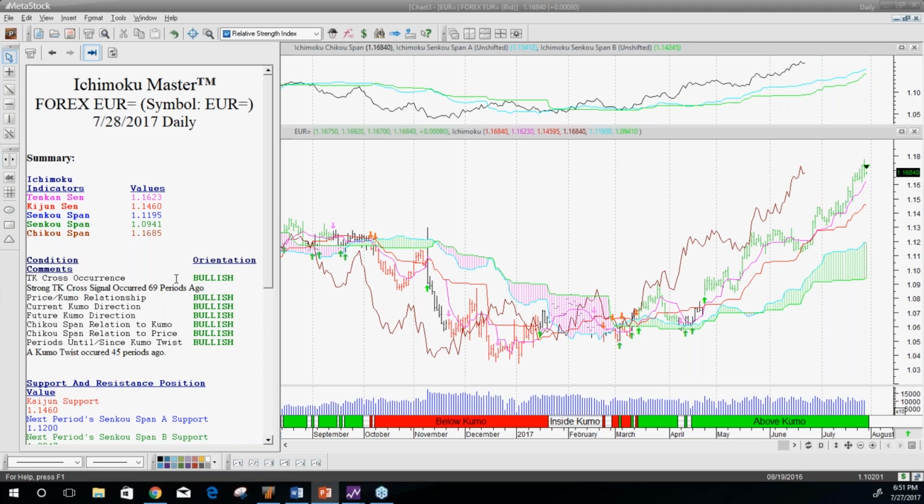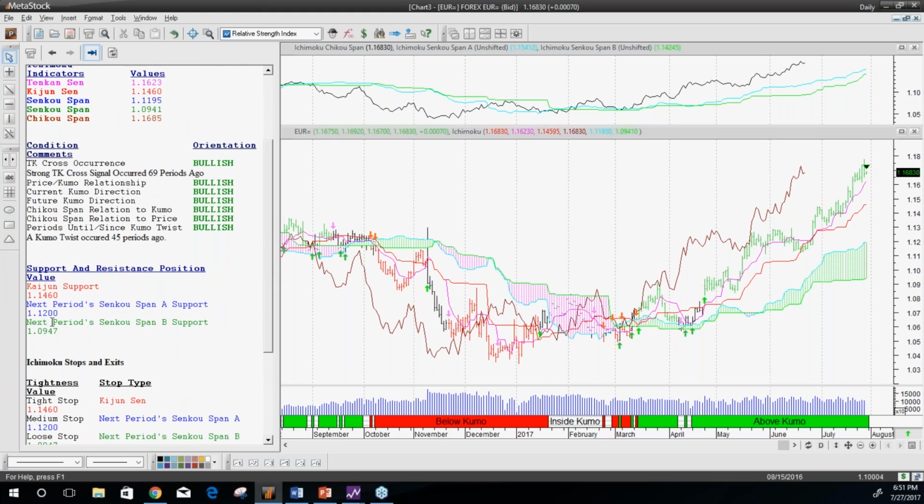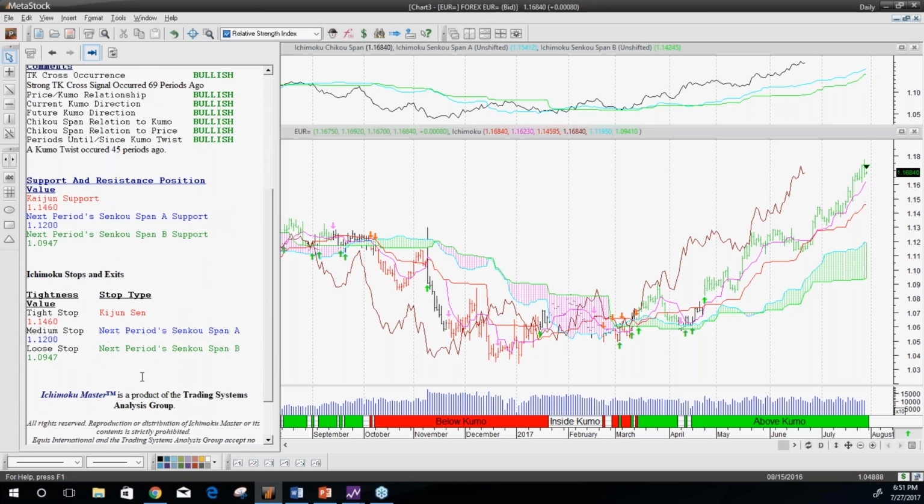But what this is going to do, very easily, is tell me, okay, right now we're bullish because the TK occurred 69 days ago. Right now our price to Kumo relationship is bullish. And all that means is that your price is above the Kumo, right? But it's breaking all this down, telling me exactly where my support and resistance values should be. It's telling me where my exit should be.